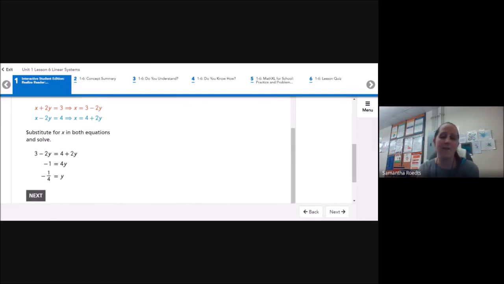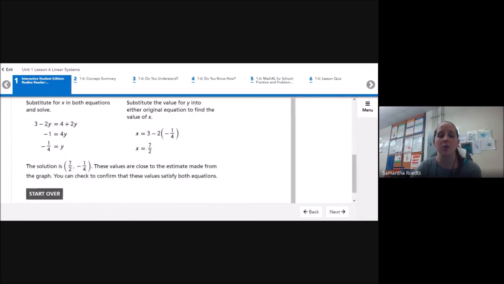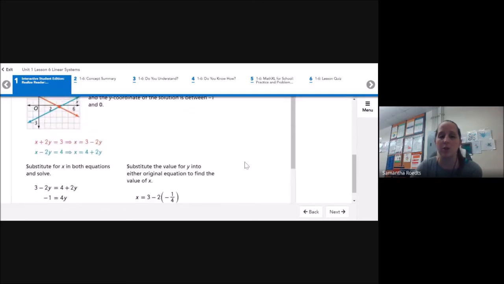I can then take that value of y and substitute it back into one of my equations. Doesn't matter which one, completely up to you. So I did x equals 3 minus 2y. Remember, y is -1/4. I multiply that through, and 3 minus that gives me 7/2. So the solution is 7/2 and -1/4. These values are close to the estimate made from the graph. You can check to confirm that these values satisfy both equations. Basically, you can substitute them in and solve.